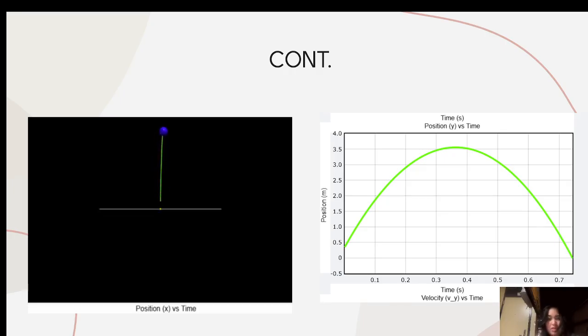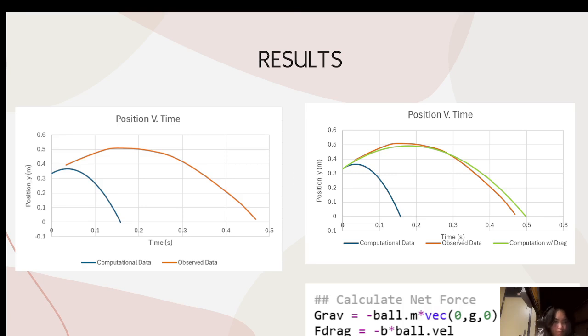And on the right-hand side, we can also see a graph that was very similar to the one in the observed graph. So right here, I'm showing you both of them at the same time. And you can see that for the observed data, the ball went quite farther compared to the computational data, where the computational data actually ended shorter. And then we tried changing the drag force to a factor of 0.005, which is this green line. And you can notice that it's very similar to the observational data.